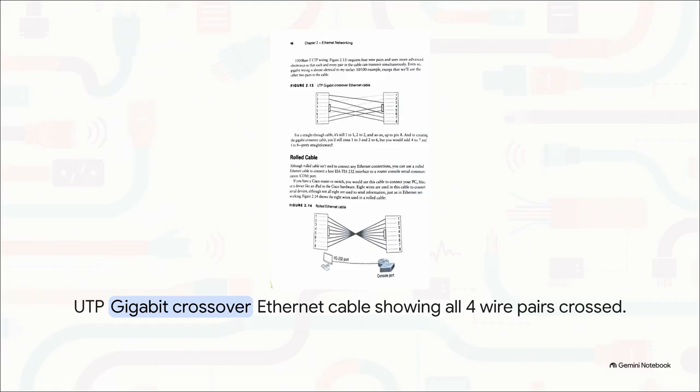But when you upgrade to gigabit transmission, like the 1000BASE-T shown here, you aren't just using 2 pairs anymore. That architecture demands all 4 wire pairs transmitting simultaneously. So in a gigabit crossover cable, you still cross pins 1 to 3 and 2 to 6, but now you also have to physically cross 4 to 7 and 5 to 8. It's a whole lot more complex under the hood.